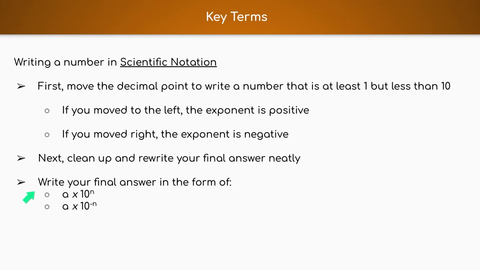Write the final answer of scientific notation in the form of a times 10 to the positive power of n, or a times 10 to the negative power of n, where a is going to be a number that is at least 1 but less than 10.